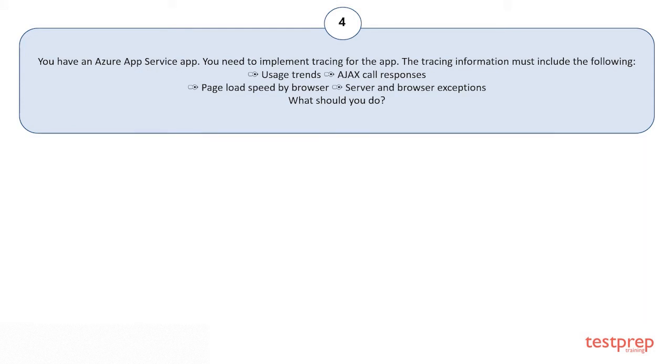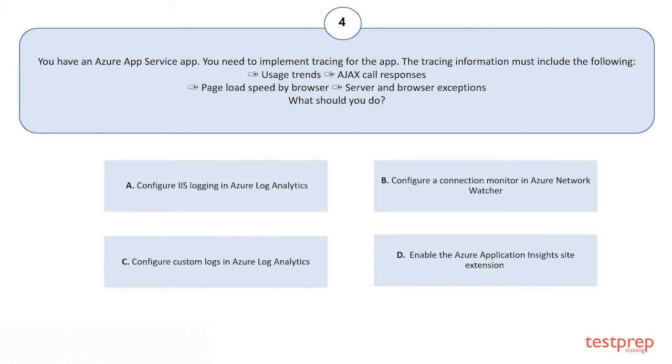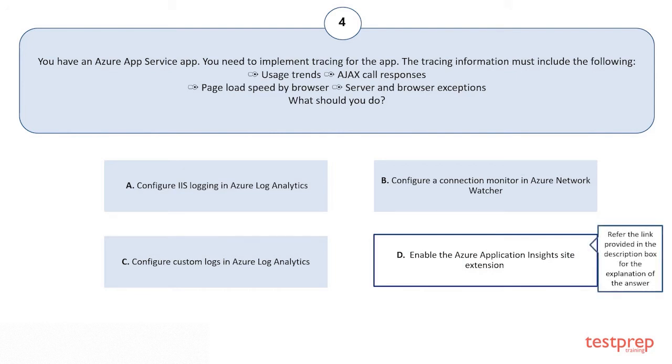Your options are: A. Configure EAS logging in Azure Log Analytics. B. Configure a connection monitor in Azure Network Watcher. C. Configure custom logs in Azure Log Analytics. D. Enable the Azure Application Insights site extension. The correct answer is option D.